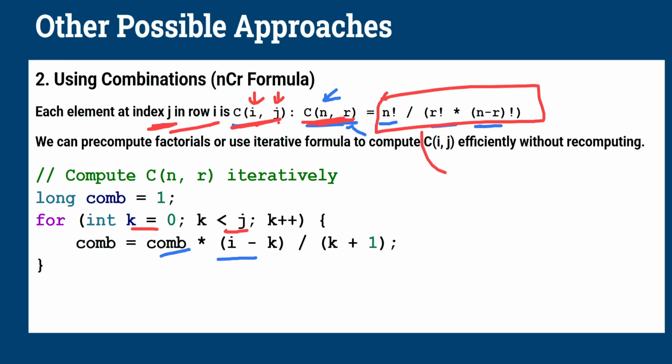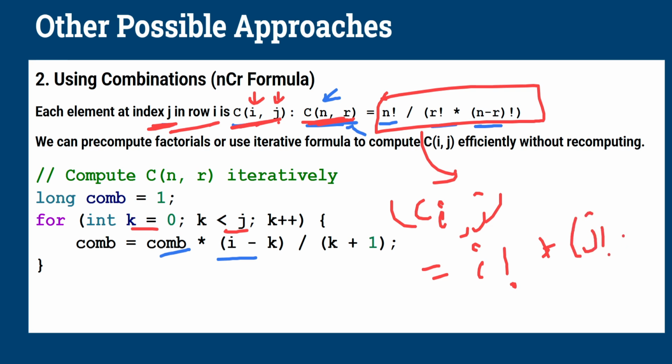If you apply it, let's suppose we have C of I and j. How will we make it? So I factorial divided by j factorial, and then multiplied by (I minus j) factorial. Can we say that? Just apply it here: all the n will become I, and all the j will become j. It means we want to compute each element using the iterative nCr. It will take O of n square, because we are iterating over this.